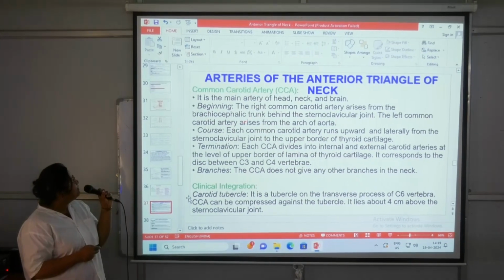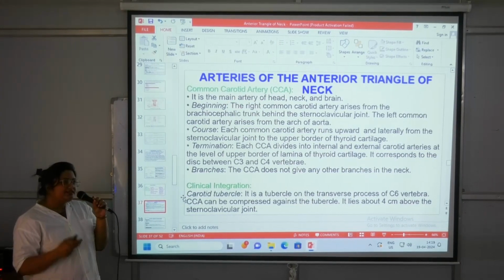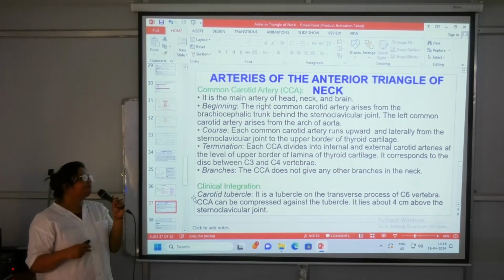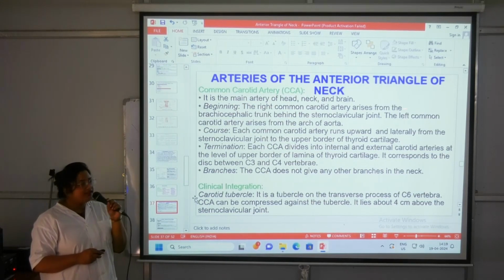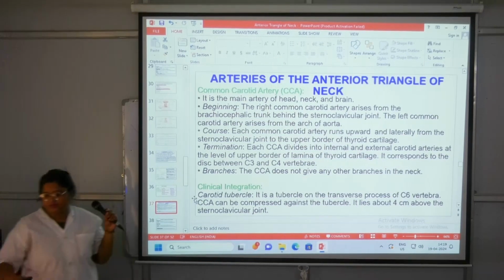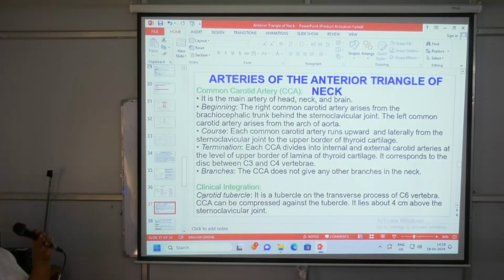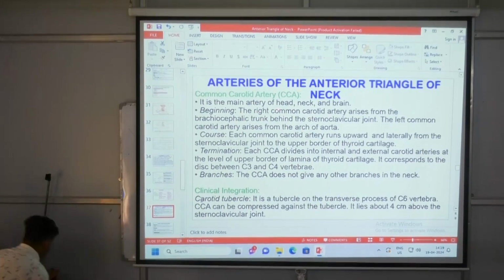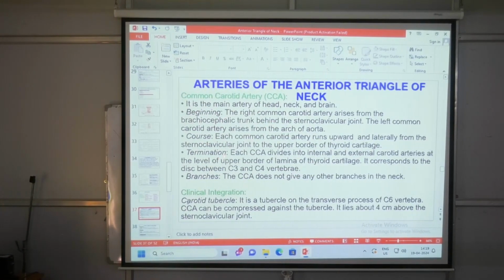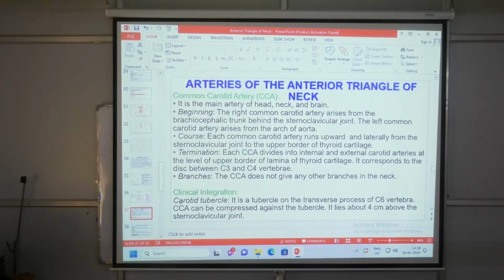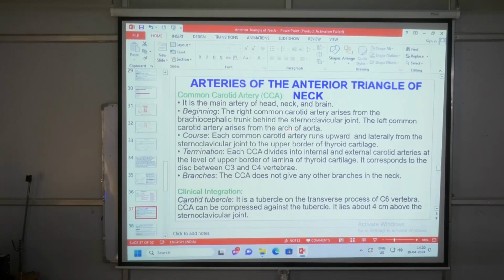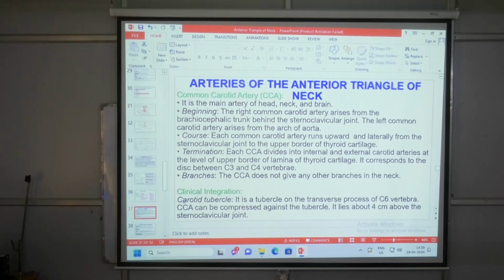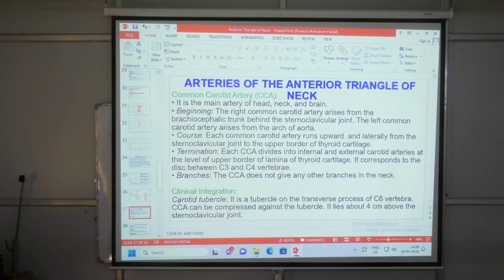Okay. So first is the common carotid artery. These are contents of the carotid sheath. Common carotid artery is the main artery of head, neck, and brain. And how does it begin? The right common carotid artery arises from the brachiocephalic trunk behind the sternoclavicular joint, and the left common carotid artery arises from the arch of aorta.